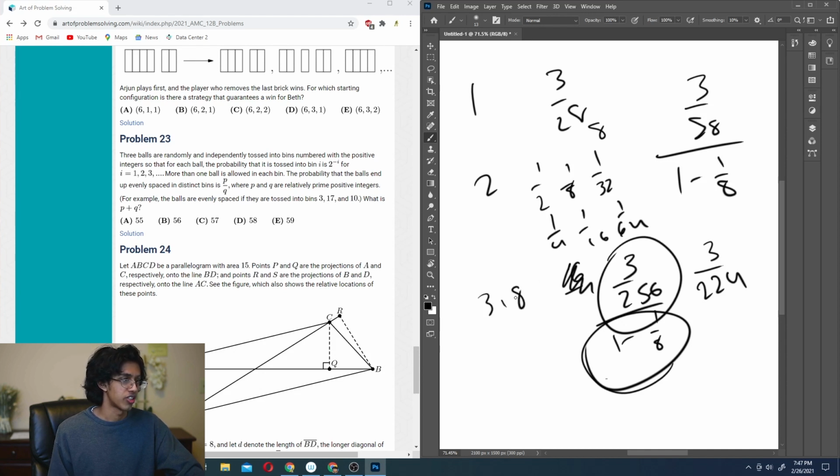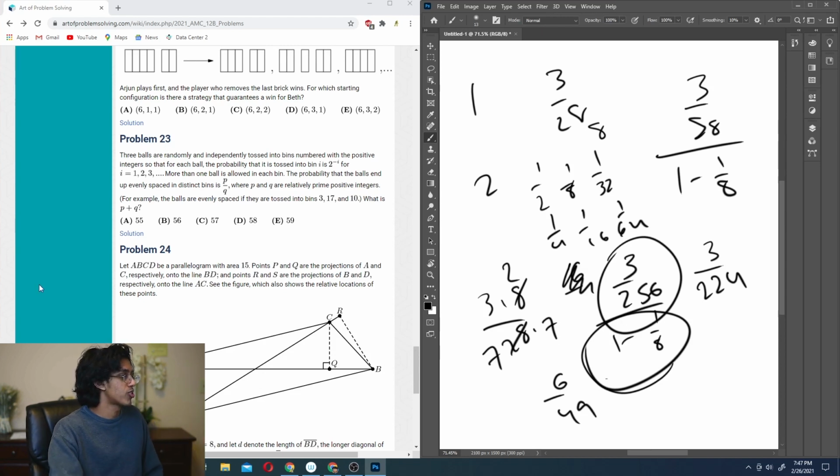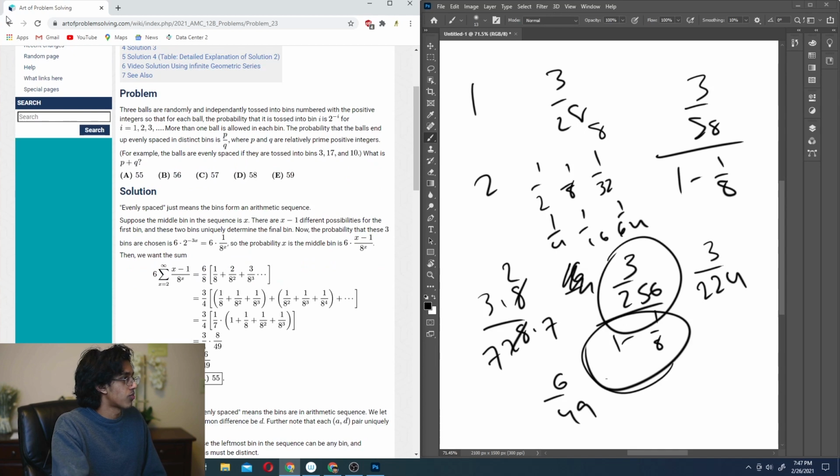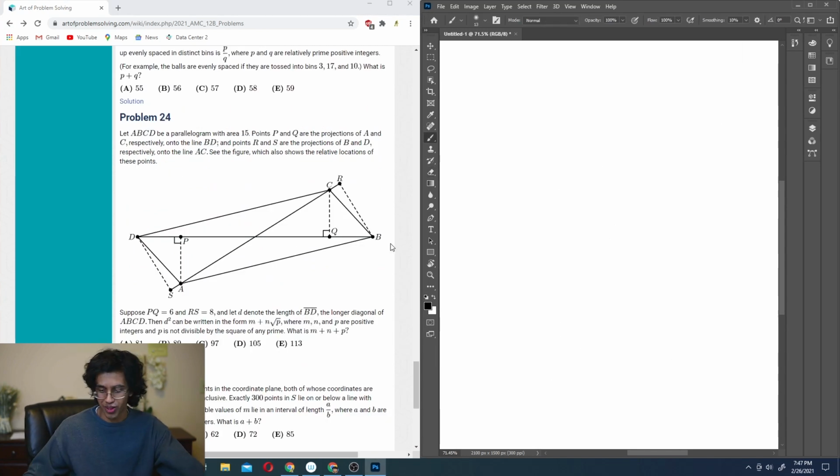So 3 times 8 over 28 times 7 is, so this cancels out. That's a 2. That's 7. 6/49. All right. So that gives you an answer of 55, which is A. Is that right? Very hot stuff. Epic. Hey, nice, a geo problem, let's go.